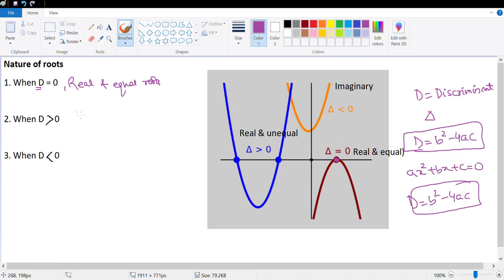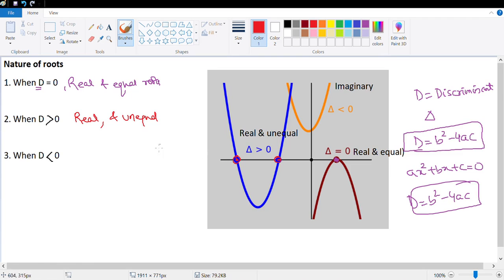Next, when d is more than 0, which is the kind of graph that I had plotted in the previous slide as well, you will get two solutions and both these solutions will be different, which means these are real solutions and unequal. So these are two solutions, both are real and unequal.